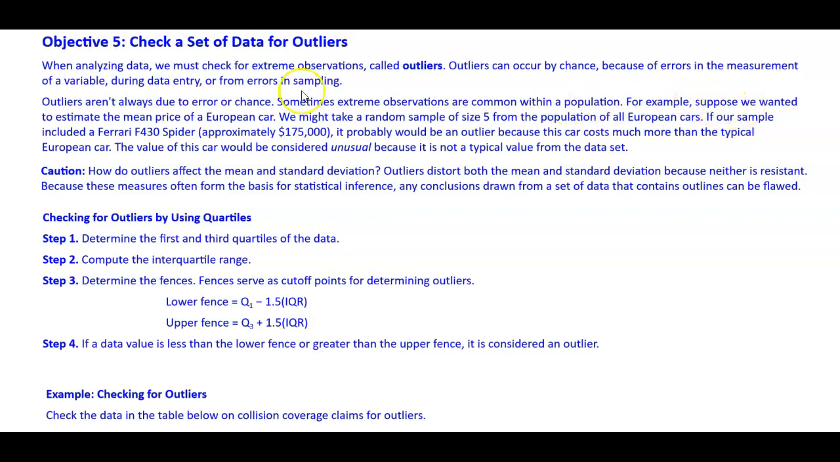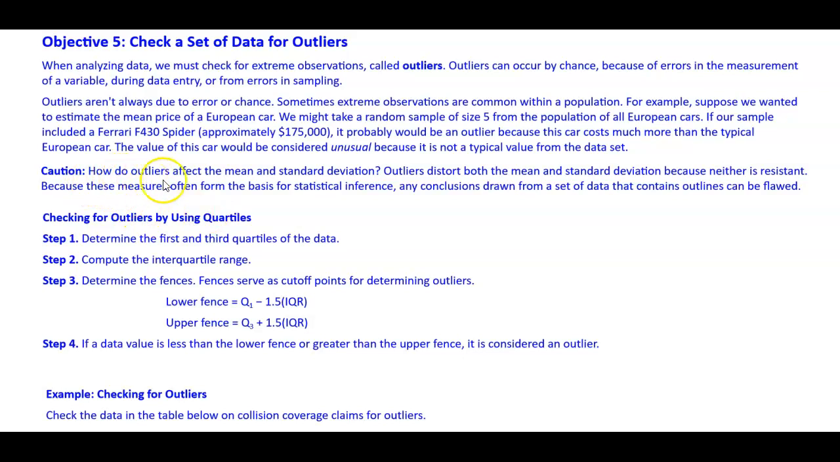For example, suppose we wanted to estimate the mean price of a European car. We might take a random sample of size 5 from the population of all European cars. If our sample included a Ferrari F430 Spider, approximately $175,000, it probably would be an outlier because this car costs much more than a typical European car. The value of this car would be considered unusual because it is not a typical value from the data set.